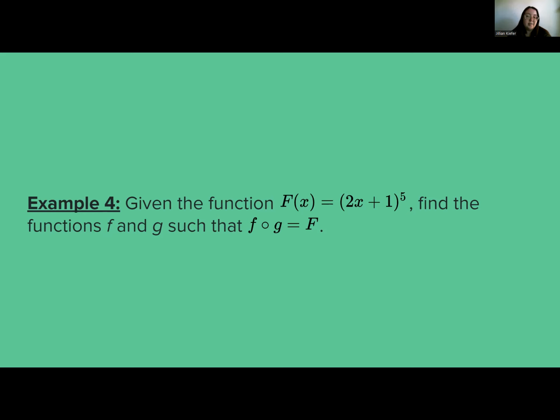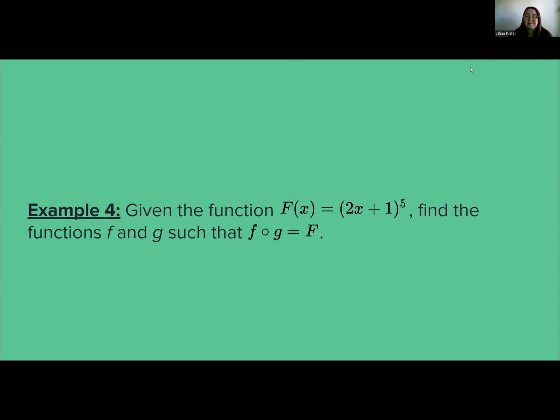So in this case, we're going a little bit backwards. We're saying this is the composition. What were the 2 functions that made this composition? So we're going a little bit backwards in this case, but let's go ahead and do it. So we'll go on over to our notes to work on this problem.